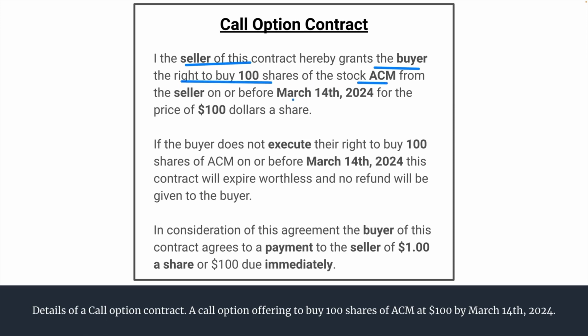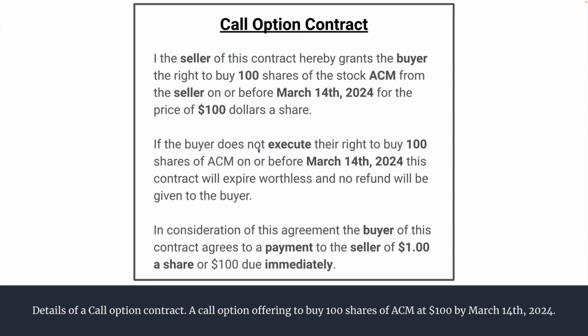The buyer of the contract can execute this contract on or before March 14th, 2024 at a price of $100 a share. What that means is that any time the owner of this contract can cash it in, kind of like a coupon, I guess, and buy 100 shares of the stock ACM for $100 a share. It doesn't matter what price ACM is trading for in the public market, the owner of this contract has the right to buy 100 shares for $100 a share on or before March 14th, 2024.